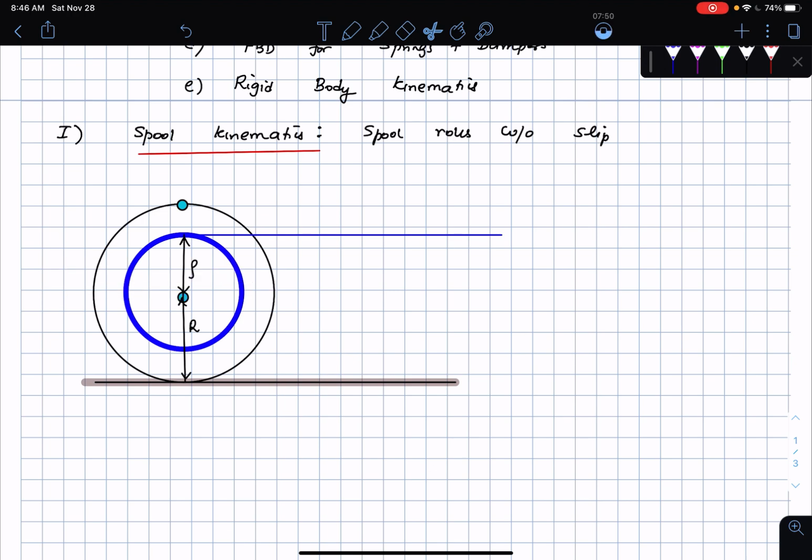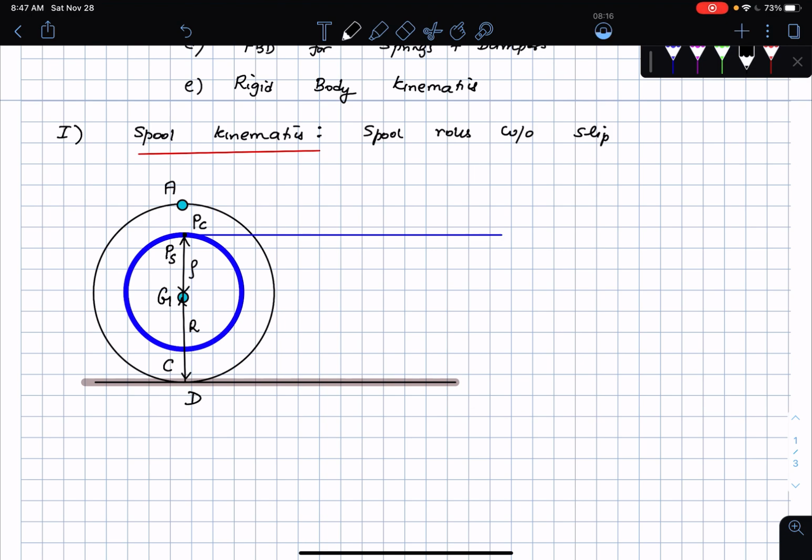Okay, so let's start labeling these points. Let me call this point C. This is point D on the ground. This is the point G, which is the center of mass. Now look at this very carefully. I have point P on the cable and point P on the spool. So they are coincident points, and then let me call this point A, where the spring was attached, right?